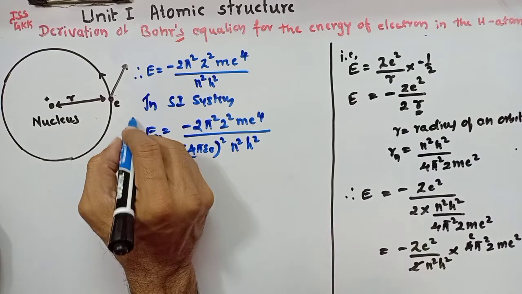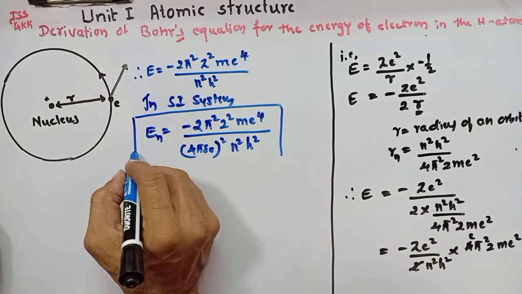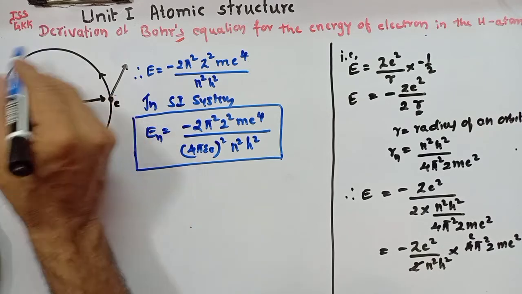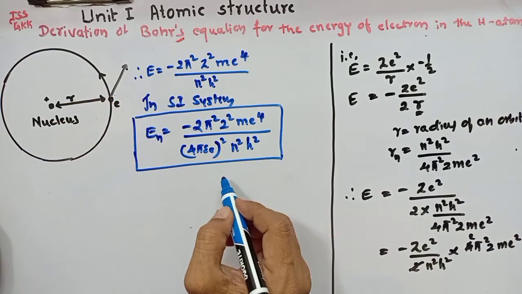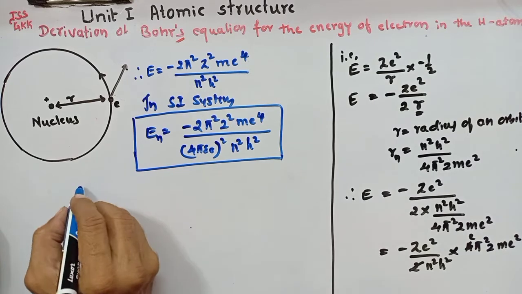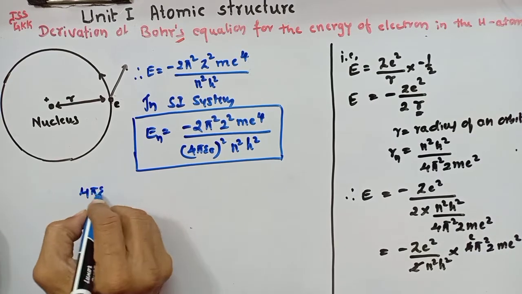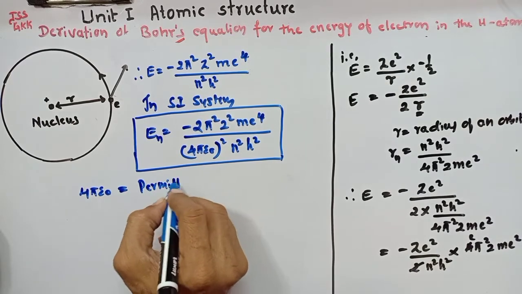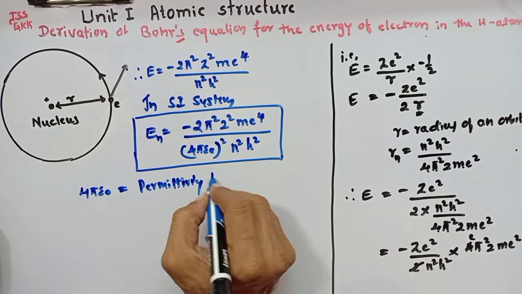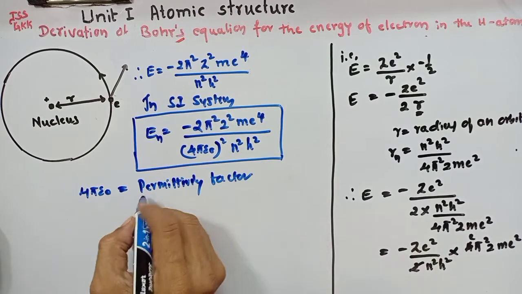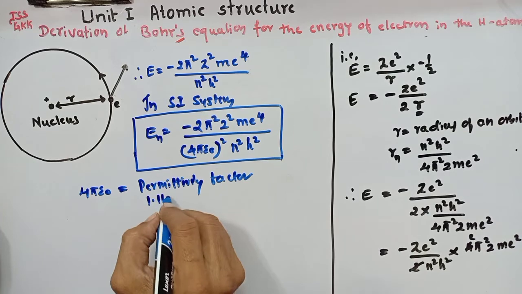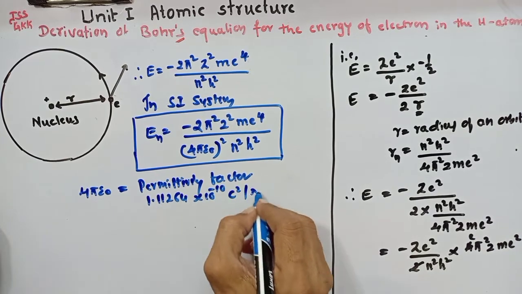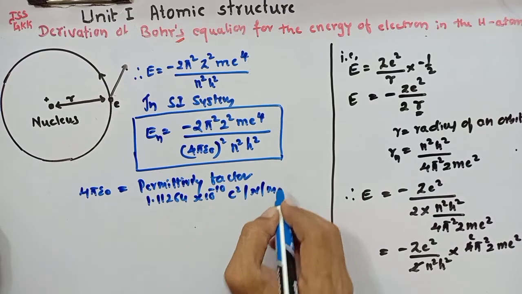This is the general equation for the energy of an electron in an nth orbit, or the energy associated with the nth orbit of the hydrogen atom. Here 4 pi epsilon naught is nothing but the permittivity factor, and its numerical value is equal to 1.11264 into 10 raised to minus 10 coulomb square per Newton per meter.